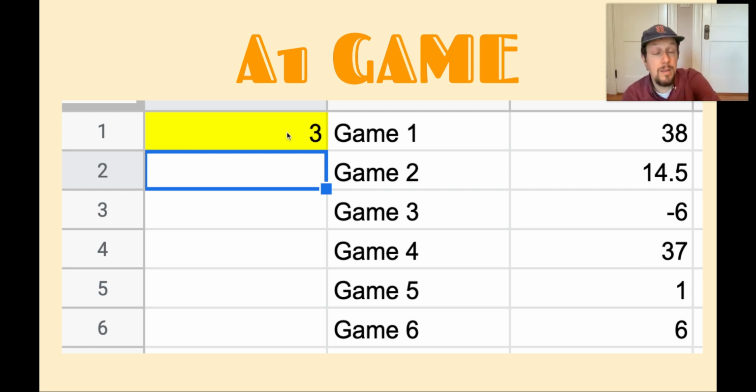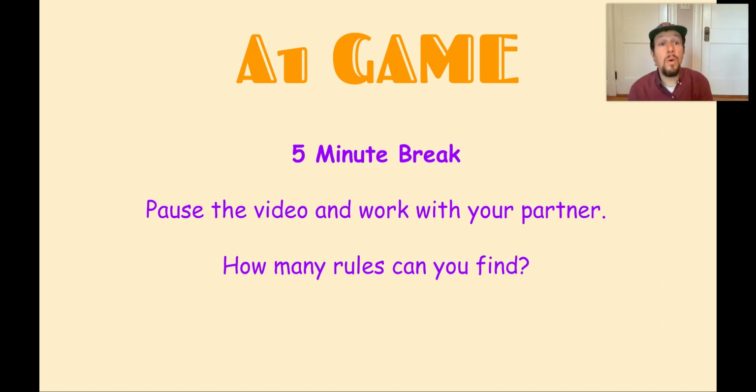So in game 1, when X is 3, Y is 38. Game 2, when X is 3, Y is 14 and 5/10. For game 3, when X is 3, Y is negative 6. For game 4, when X is 3, Y is 37. For game 5, when X is 3, Y is 1. And game 6, X is 3, and Y is equal to 6. So mathematicians, what I want you to do now is pause the video for 5 minutes.